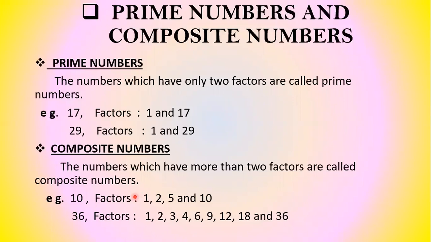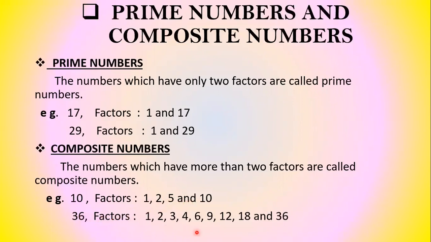As examples, I have taken 10 and 36. We will see the factors of 10. We can write 10 as multiple of 1, 1 into 10. As the multiple of 2, 2 into 5. Then again it comes in the 5's table, 5 2s are 10. And also it comes in the table of 10, 10 1s are 10. That means it has the factors 1, 2, 5 and 10. How many factors are here? 4 factors.